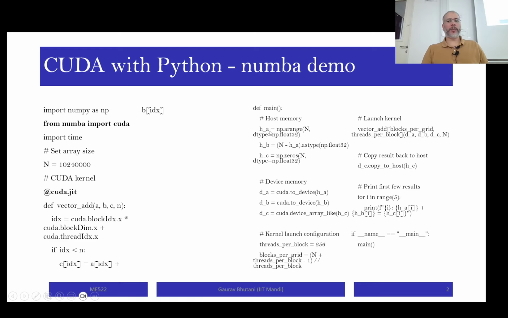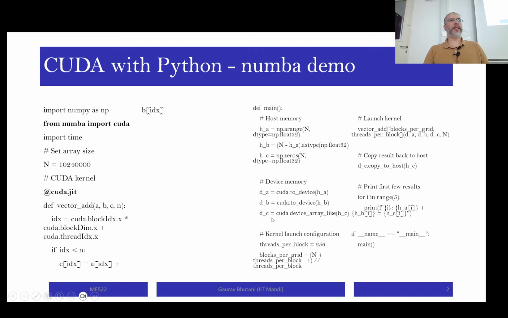So in the main function you have h_a, h_b and h_c, which are the host memories. You have to allocate that. Then you have the device memories. So in this case the way you allocate the device memory, earlier you had the CUDA malloc function for generating device memory. So here you have cuda.to_device, which basically just declares and defines in the same step. So it copies h_a, which is the vector available on host, into the device d_a.